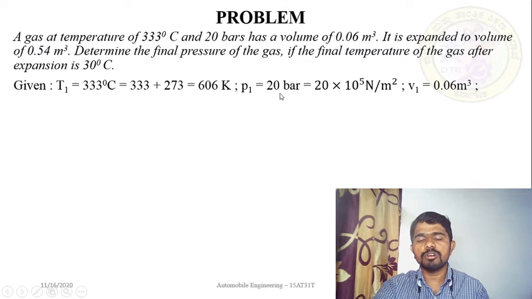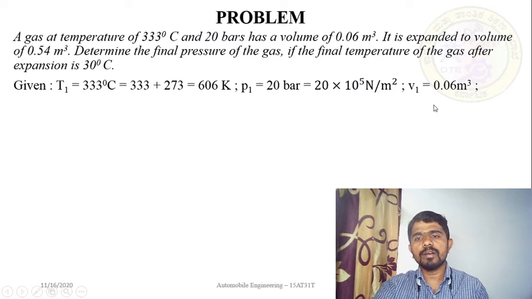You know how to convert from bar to Newton per meter square: multiply with 10 to the power of 5. It has a volume for this temperature and pressure condition. What is the volume? 0.06. V1 is equal to 0.06 meter cube. Now you know the value of T1, P1 and V1.